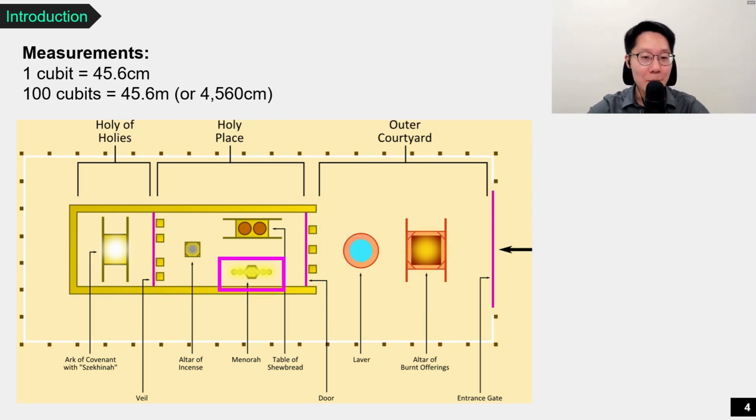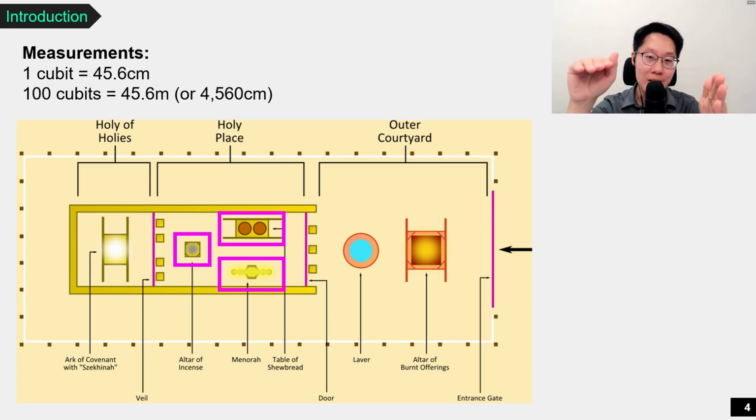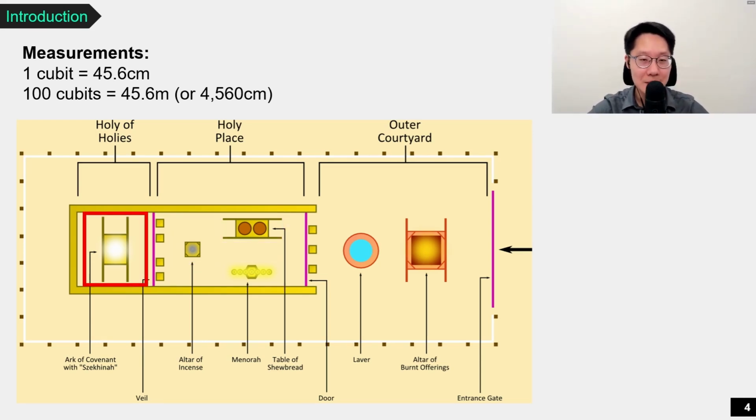So, when a priest enters into the temple of the tabernacle, he will find three things. Number one, the golden lampstand on his left, and then the table of the bread of the presence on his right, and then the altar of incense in front of him. And as he goes deeper, past the altar of incense, past the veil separating the Holy of Holies, he will find the ark and the mercy seat.